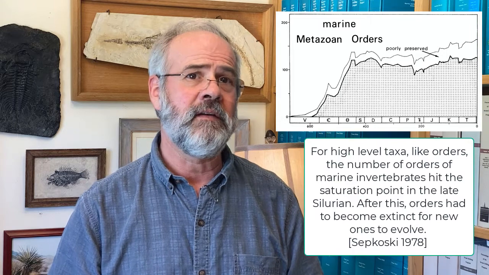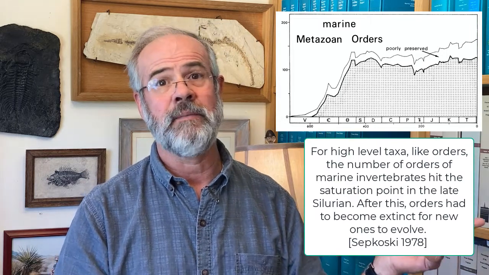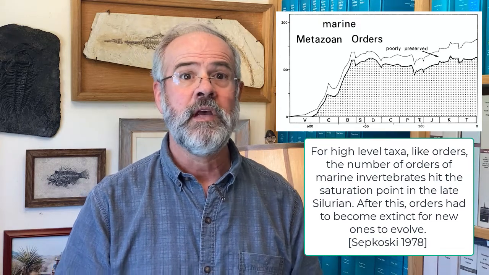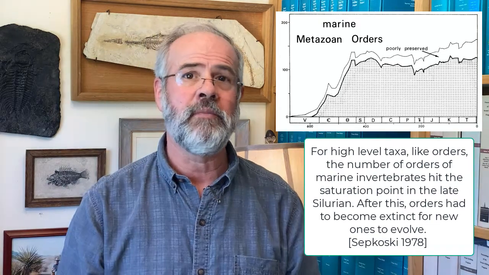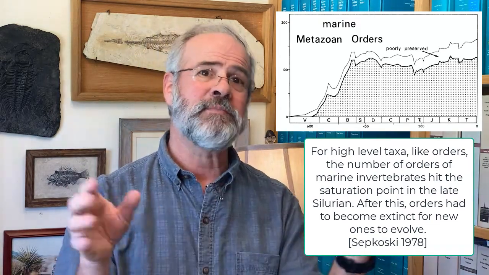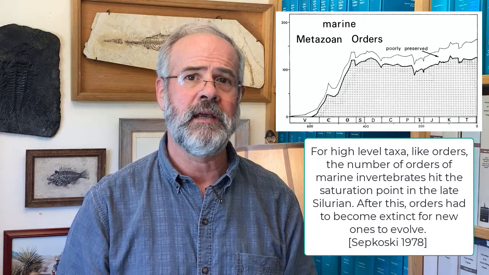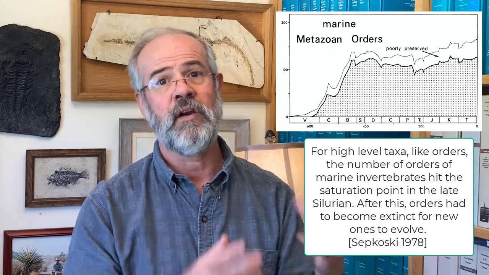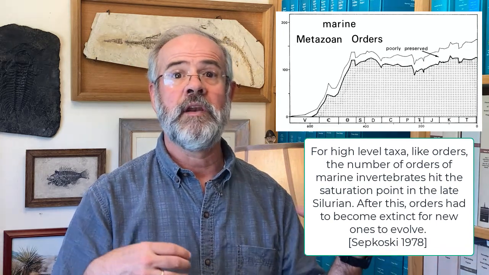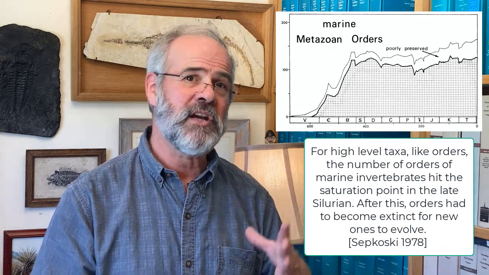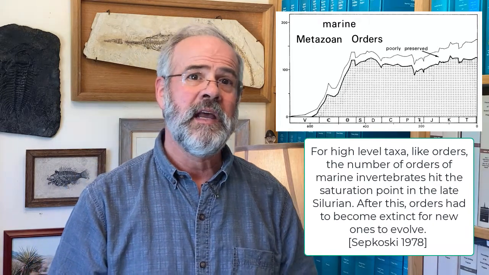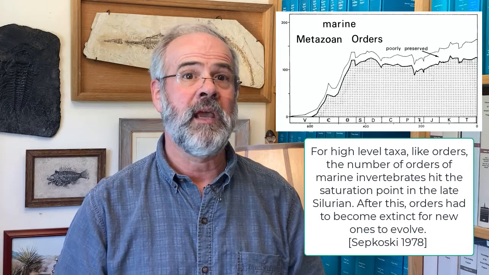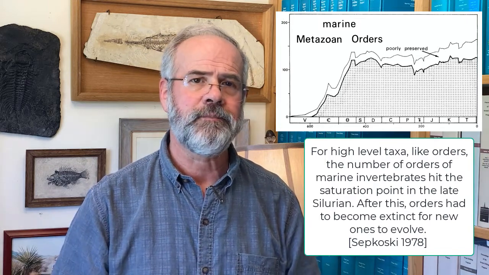Indeed, Sepkoski's 1978 and 1983 compilations were based upon orders and families of marine invertebrates, which show a rapid rise in the Cambrian-Ordovician, followed pretty much by a plateau to the present day. The implication is that virtually all high-level taxa evolved very early. It appears that the number of really basic body plans saturated somewhere in the late Silurian and never increased further. Apparently life is a zero-sum game on the level of body plans.